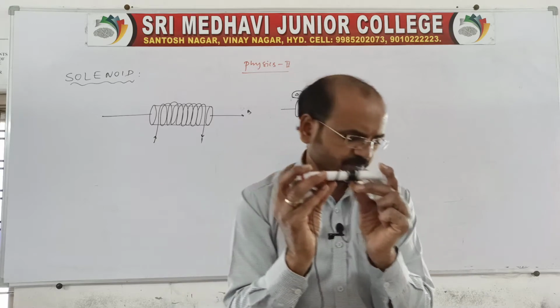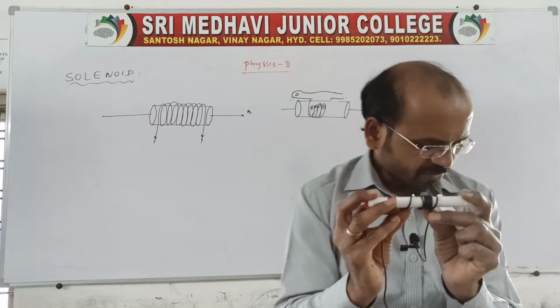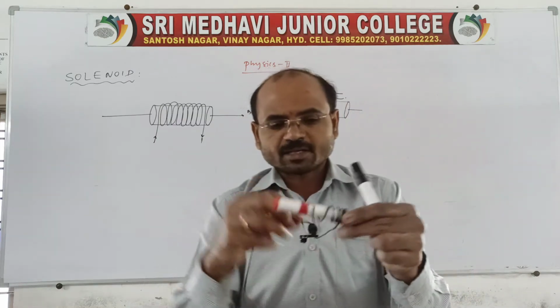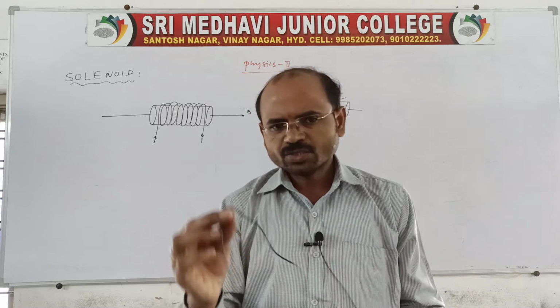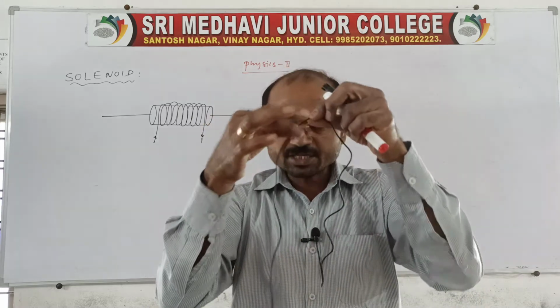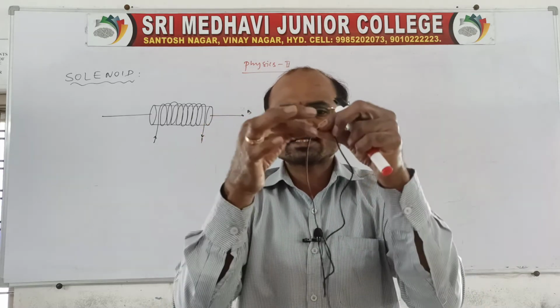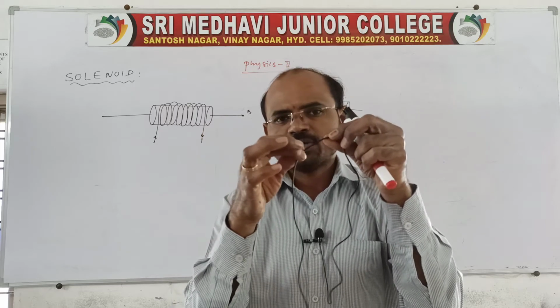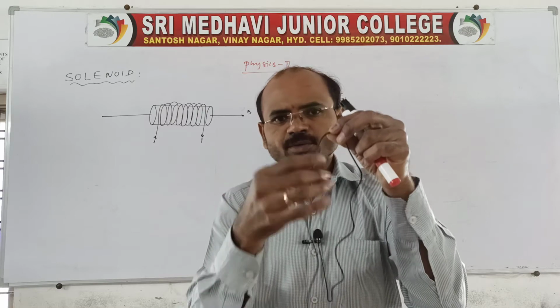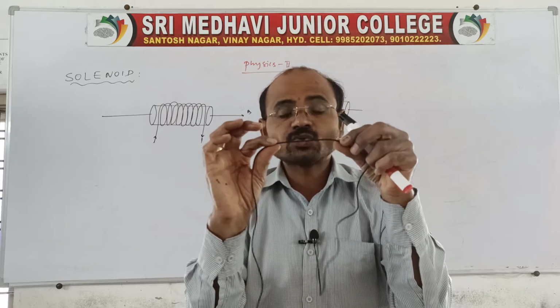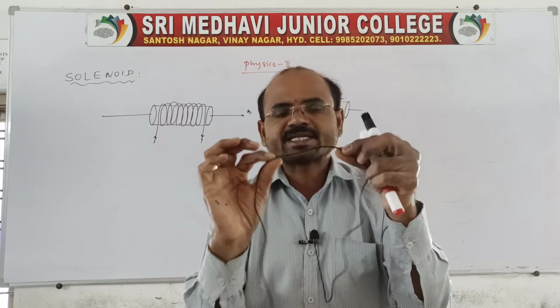A solenoid is nothing but a number of turns of an insulated wire. Sir, what is meant by insulated wire? Look at this wire, it is insulated. Insulated means it is covered with plastic, so that if I touch this, we cannot get a shock, because the insulation is there. Insulated with plastic.